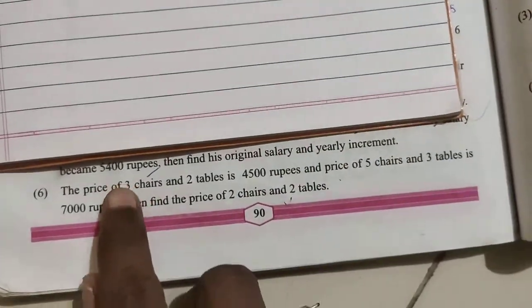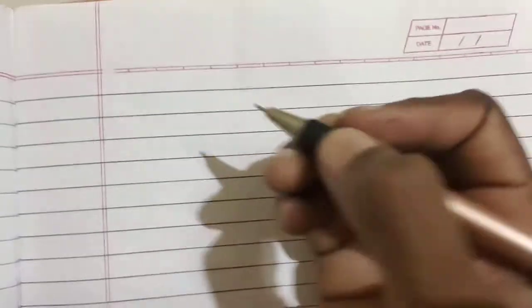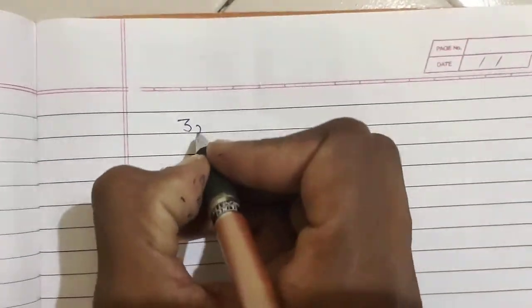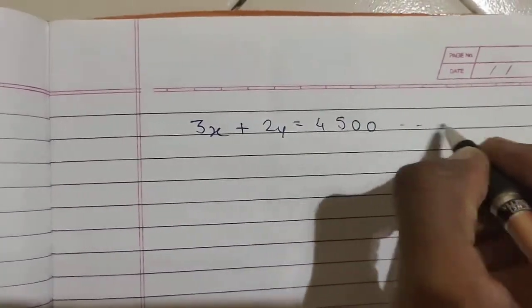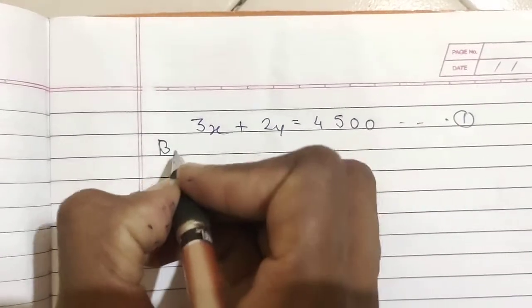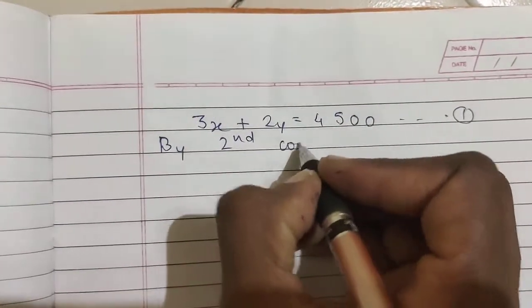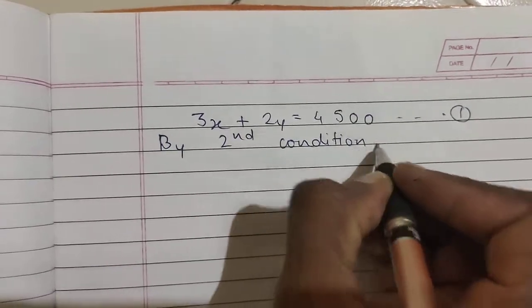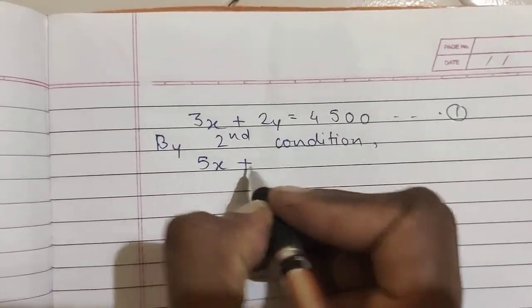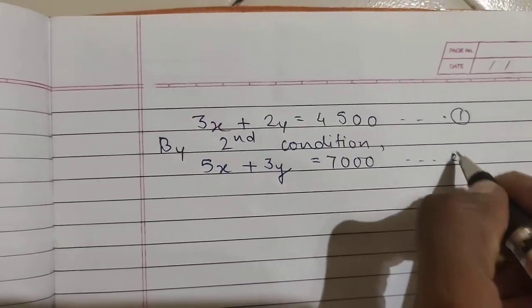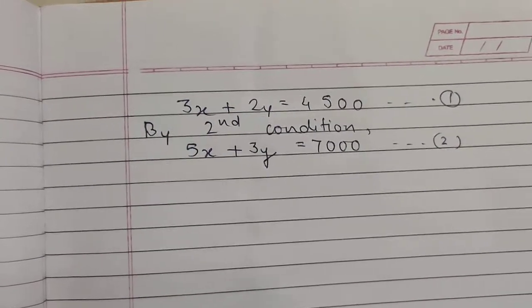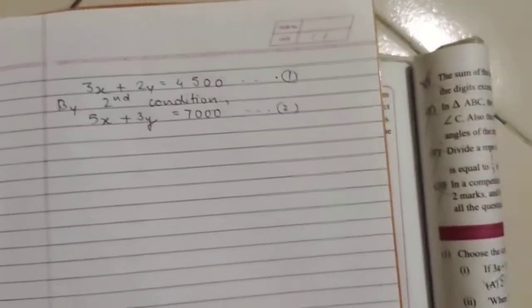First condition is what? 3x plus 2y equals 4500. So let us write 3x plus 2y equals 4500. This is your first condition. Now by second condition is what? 5 chairs 3 tables, cost is 7000. Now we need to solve these two equations simultaneously to get the values of x and y.